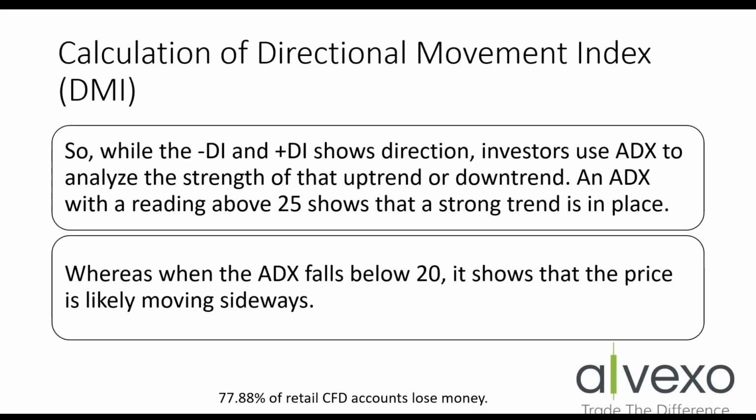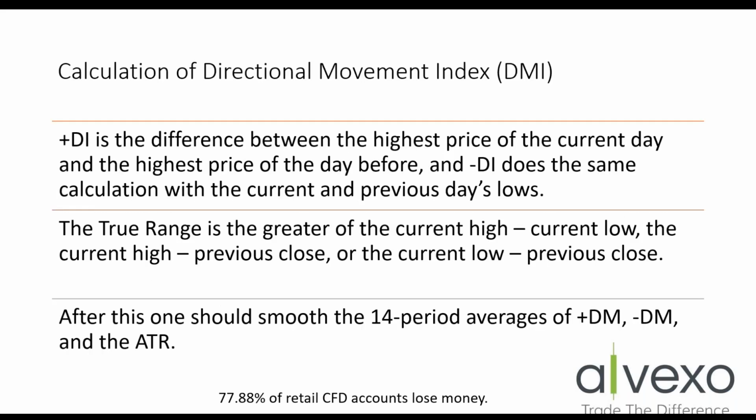So while the DI, or the plus or minus DI directional index, shows direction, investors use ADX to analyze the strength of the uptrend and the downtrend. And ADX with a reading above 25 shows that a strong trend is in place. Whereas when an ADX falls below 20, it shows that the price is likely moving sideways. Now, we're going to go take a look at this in a chart in a sec. A plus DI is the difference between the highest price of the current day and the highest price of the day before.